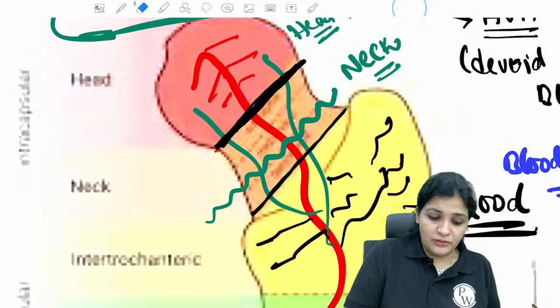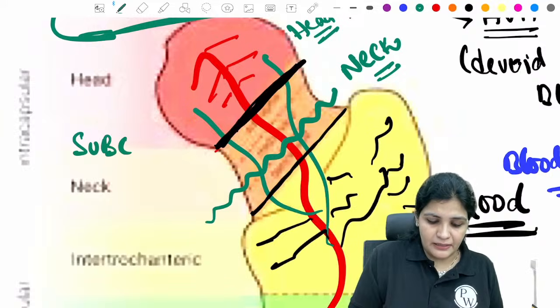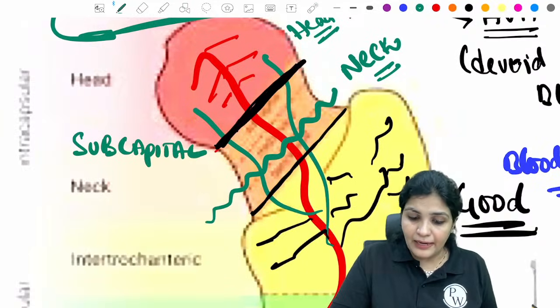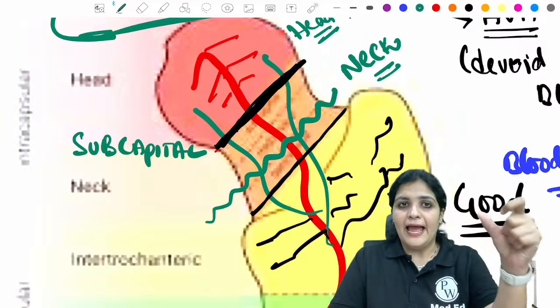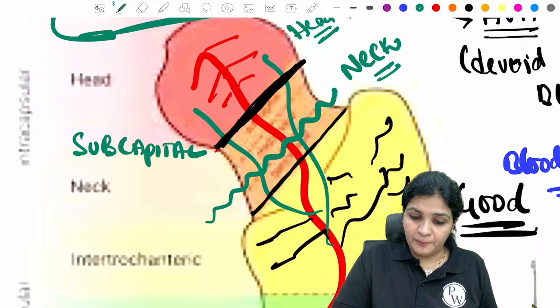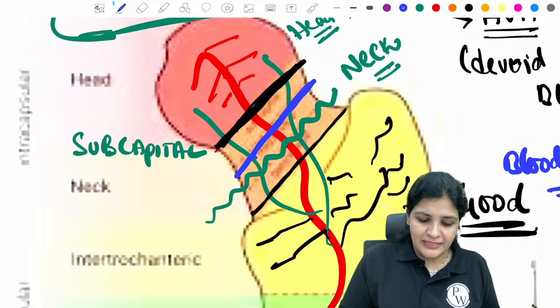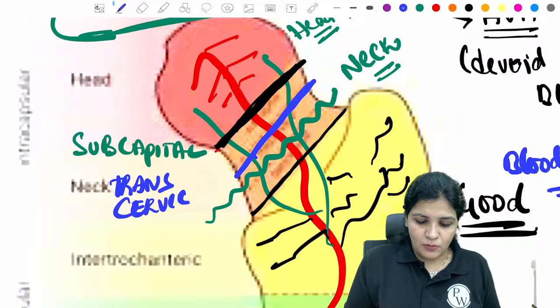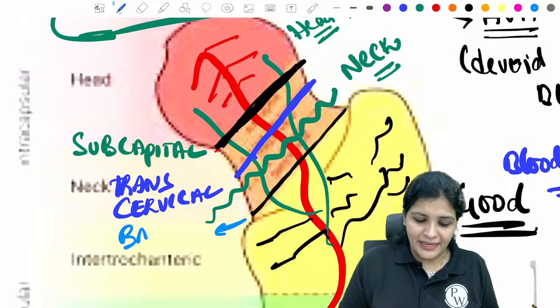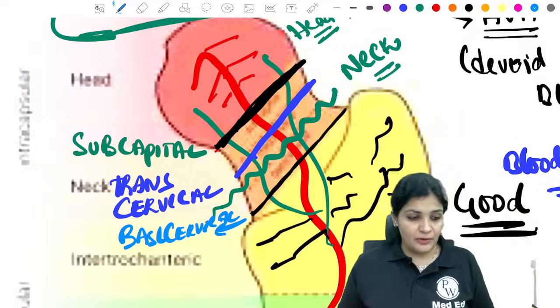So right below this is called your subcapital. Capita is bone, below the head, the capitis is head, and below the capita is subcapital. Whenever it is in between, it is called the transcervical. And this particular area is called the basicervical. That means base of the neck.